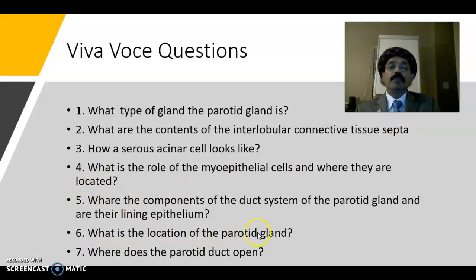What is the location of the parotid gland? It is located in the infratemporal region, here in front of the ear, at the temporomandibular joint area. So that is the location of the parotid gland. Where does the parotid duct open? It opens into the vestibule of the mouth, at the level of the crown of the upper second molar teeth. Okay, so we got that.